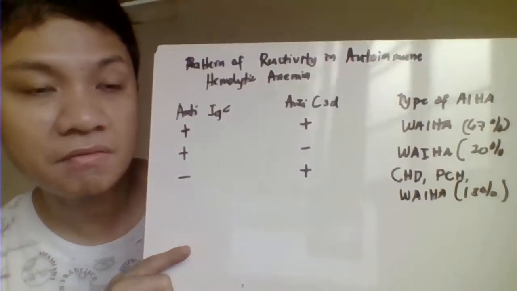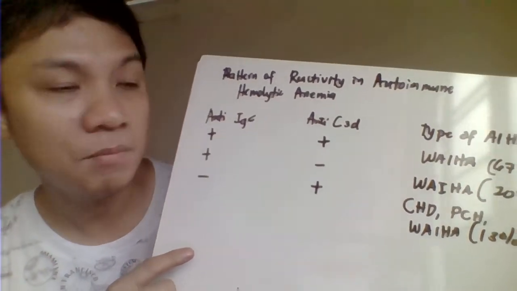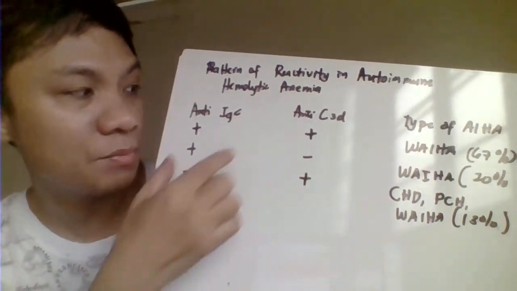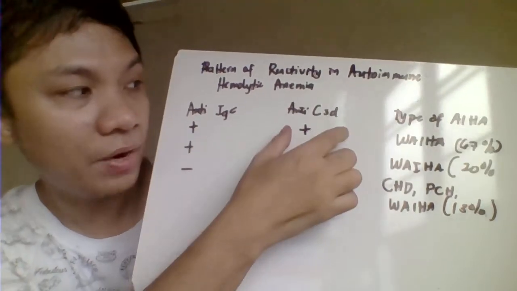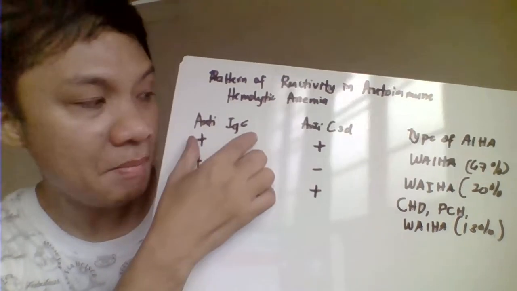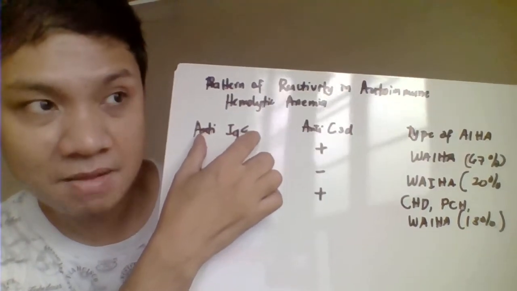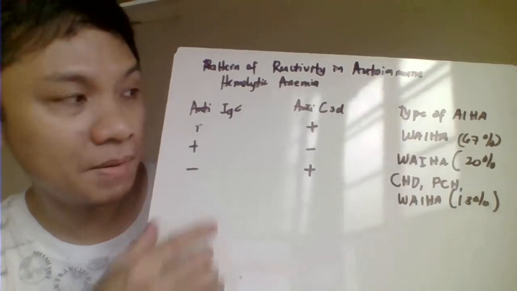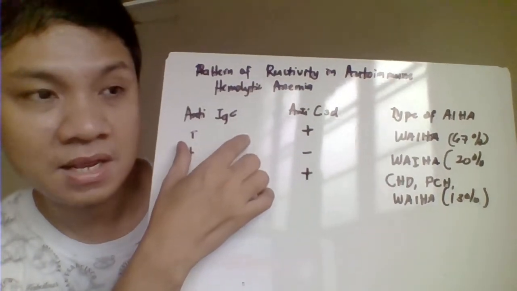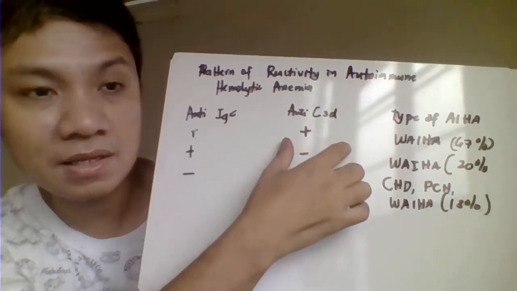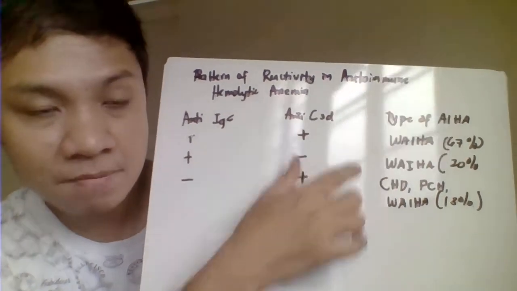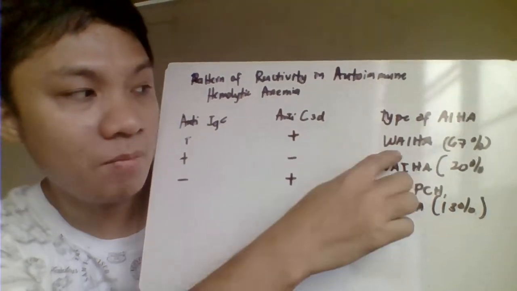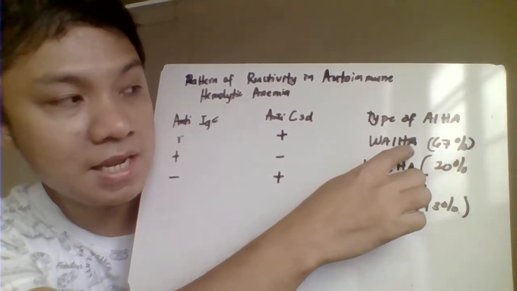Okay, then we have here the pattern of reactivity with hemolytic anemia. So, this is your anti-human globulin reagent. Pwede siyang anti-IgG or anti-C3d. Remember that your IgG is warm reacting, di ba, at 37 degrees Celsius. So for example, itong pattern ng reactivity, positive siya dito sa anti-human globulin na anti-IgG, positive din siya sa anti-human globulin na anti-C3d. What will be our interpretation? The patient might be suffering from warm autoimmune hemolytic anemia.